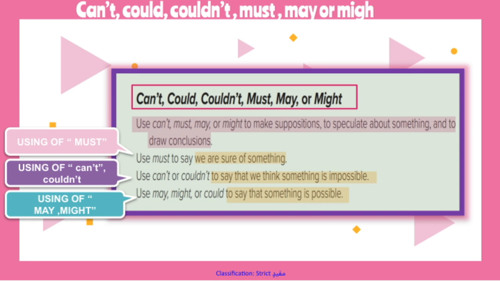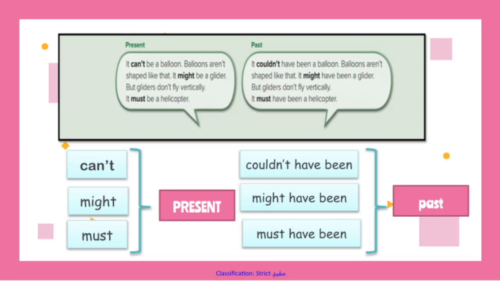These modals are essential because they help us communicate different degrees of certainty, ability, or obligation, which ties into our overall theme of effective communication and clarity in language. Understanding how to use may, might, can't, couldn't, and must correctly allows us to express ourselves more precisely and confidently. Let's take a closer look at how we use these expressions to talk about the past and present possibilities.